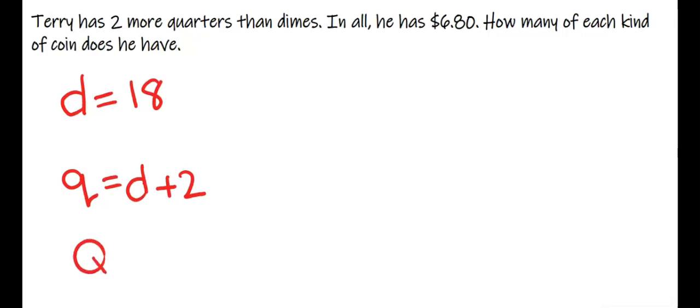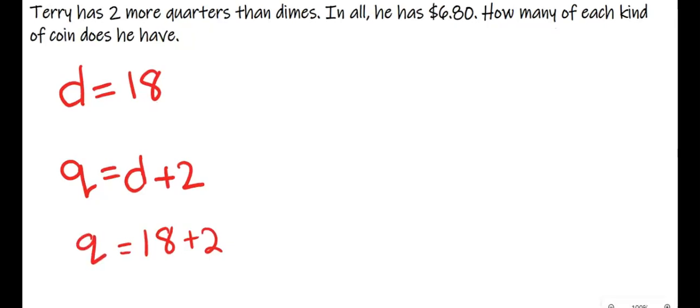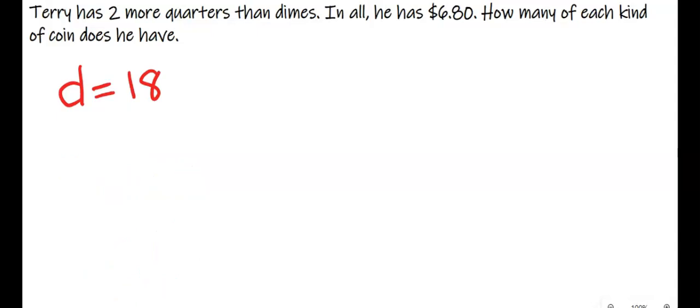So if we plug in the amount of dimes we have, which is 18 plus 2, we know that 18 plus 2 is equal to 20. So we'll write Q is equal to 20, meaning that there are 20 quarters. And that is the answer to this question.